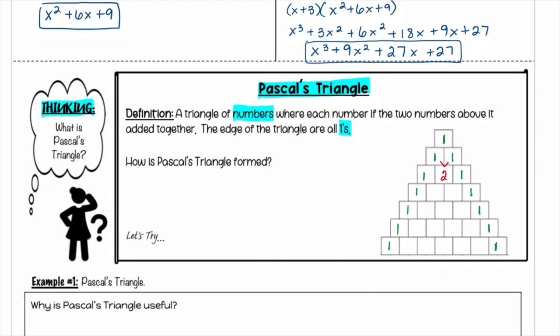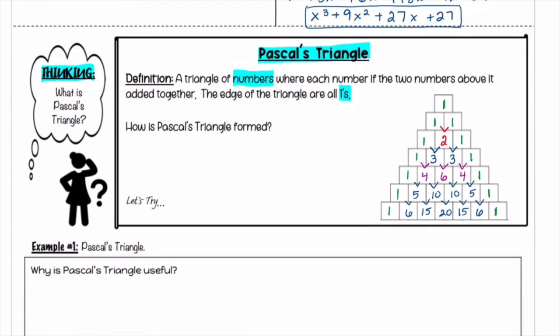2. If I keep filling this up, I add the previous two to get my inner pieces. 1 plus 3 gives me 4. 3 plus 3 gives me 6. 3 plus 1 gives me 4. And I'm slowly going to be filling in the triangle. And this is Pascal's triangle: literally an infinite amount of ones on the edges with the inner pieces where I'm adding the previous two. This really looks like nothing, but it's going to help you so much.